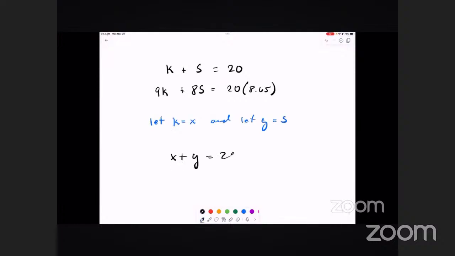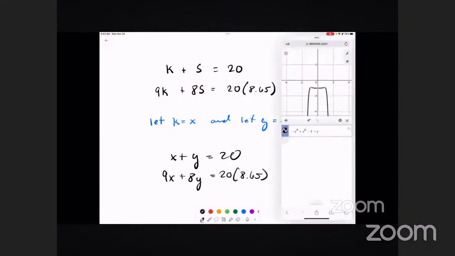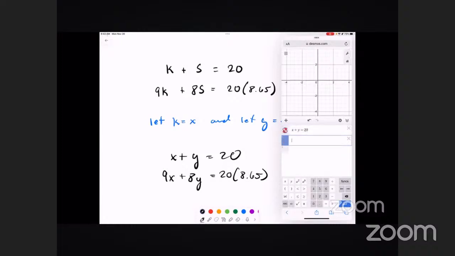And then I'm just going to use my favorite guy here, and we're going to call it a day, right? We're going to do what we did before, right? Because the hardest part with that one is constructing it. Once you construct it properly, then I feel like it's fairly simple to solve, especially using something like Desmos. And this is way simpler than the way I used to do it in the past. This is something I've only started doing new. So we're going to say x plus y equals 20. Let's see what happens. And then we're going to have 9x plus 8y equals 20 times 8.65.